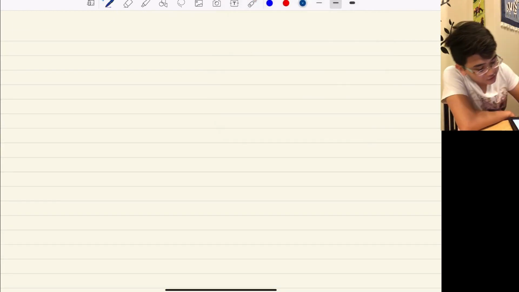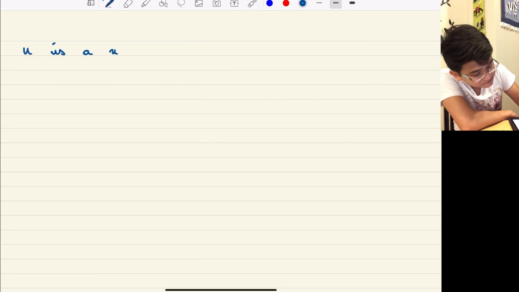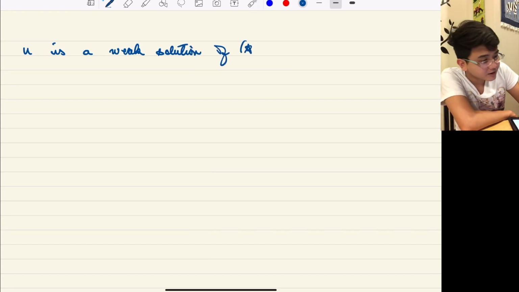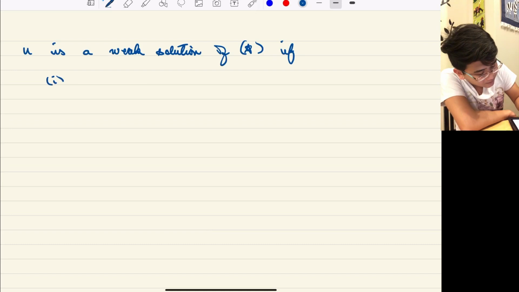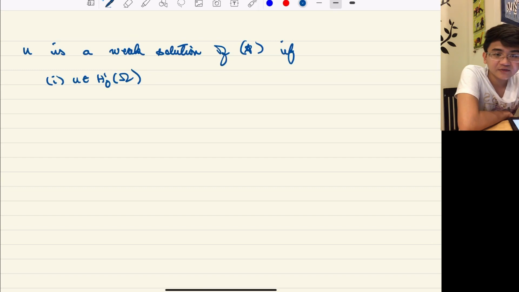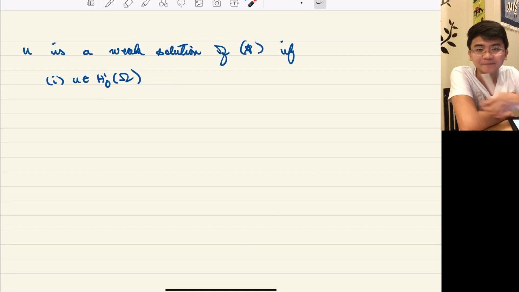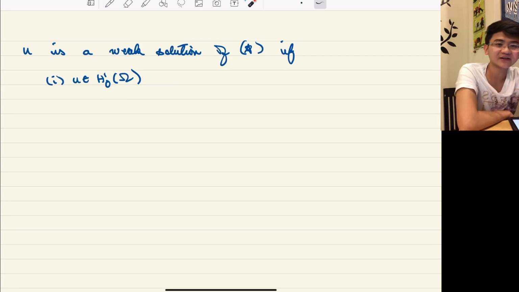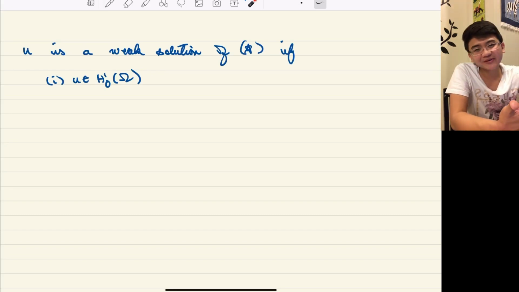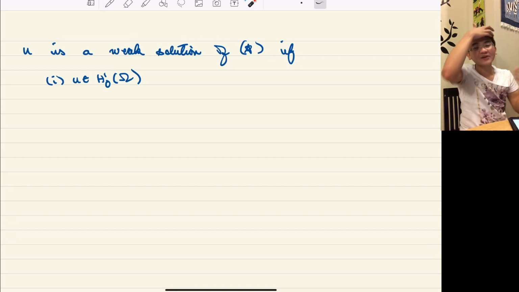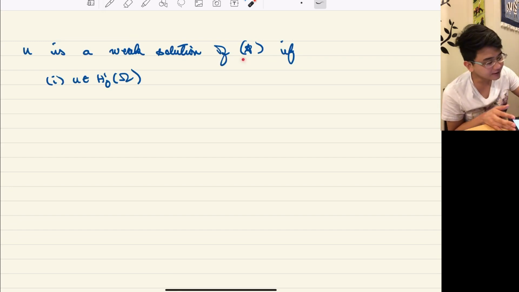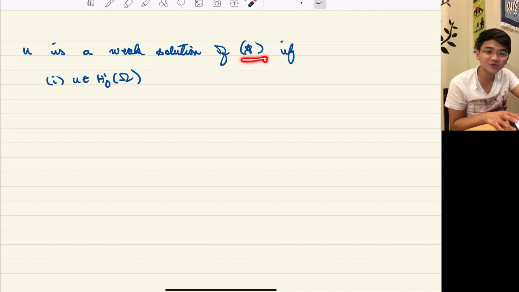So we say that u is a weak solution of star if, first, u is in H10 of omega. These are just functions that are in W12 and have trace 0. Remember, trace is a generalization of boundary value. So you can sort of interpret it as having zero boundary values, which is what we want from u. Remember, equation star is a Dirichlet problem where we want u to be 0 on the boundary.